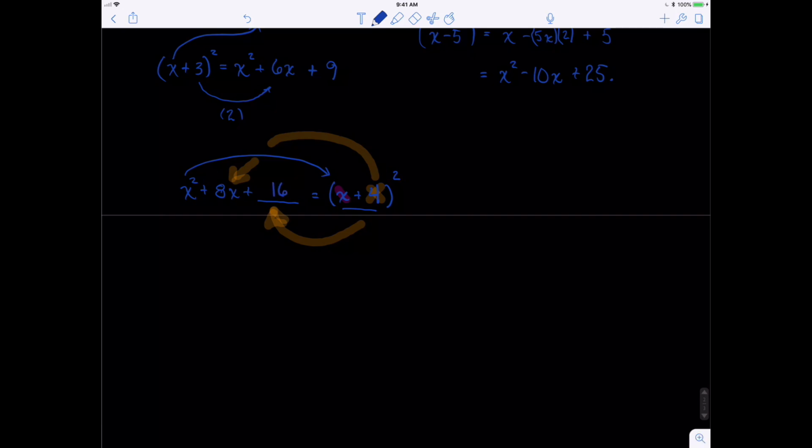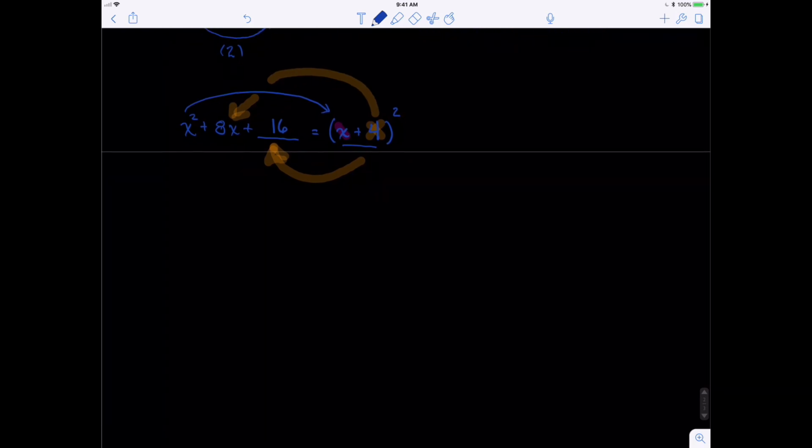Let's try another one. How about this? What if I gave you an x squared minus 14x plus something has to equal, put whatever goes in these parentheses, squared. In other words, if we put just the right number here, then we know that we can write this polynomial as something squared. That's what we want to do.